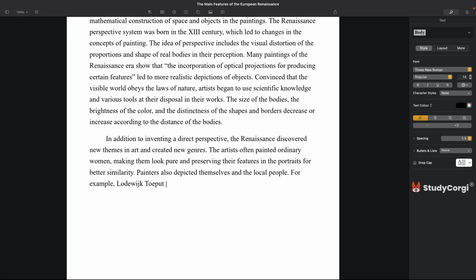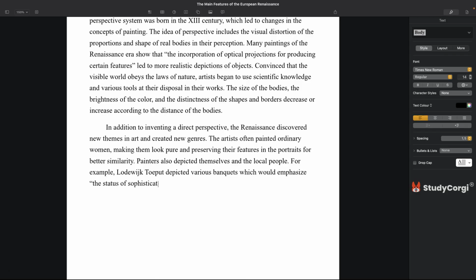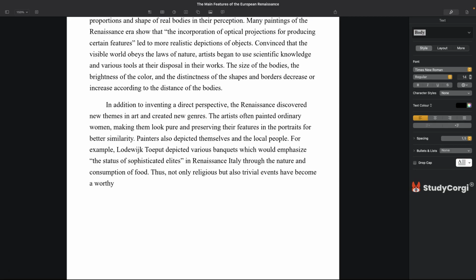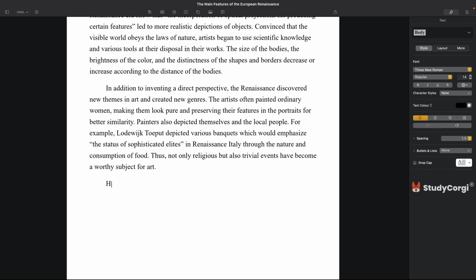For example, Ludwig Toput depicted various banquets which would emphasize the status of sophisticated elites in Renaissance Italy through the nature and consumption of food. Thus, not only religious but also trivial events have become a worthy subject for art.